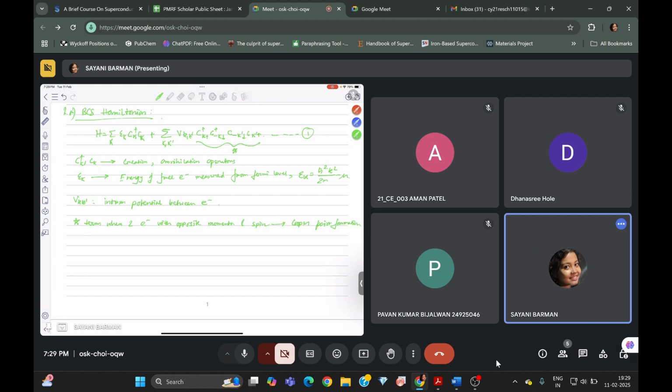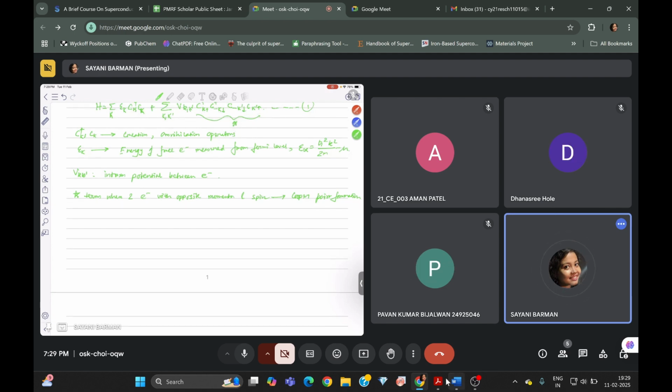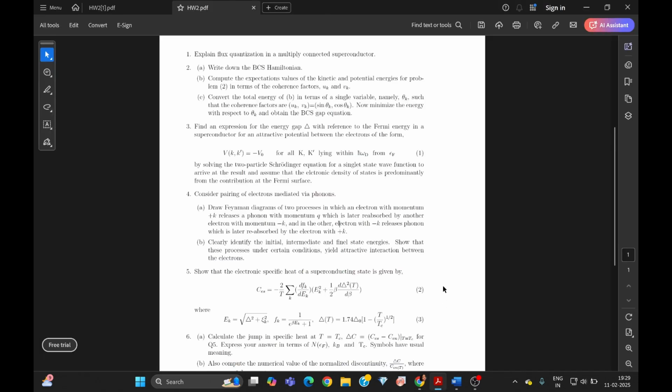Okay. So this BCS theory tells us that there is an attractive interaction leading to Cooper pair formation, and this is due to the rise of an energy gap, which ultimately leads to superconductivity. Now, the next part is to compute the expectation values of the kinetic and potential energies for problem 2, in terms of the coherence factors uk and vk.